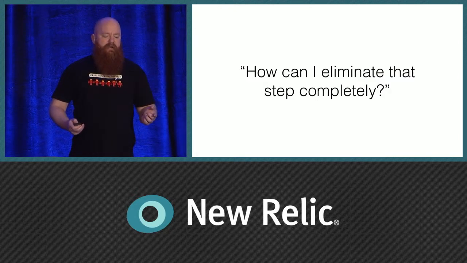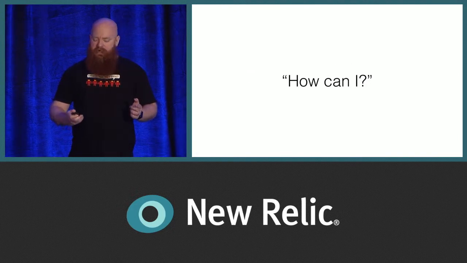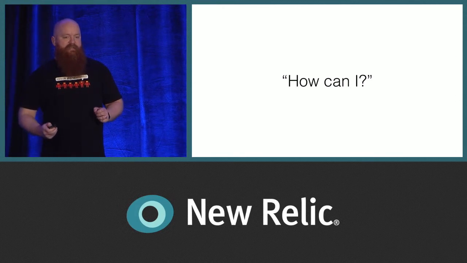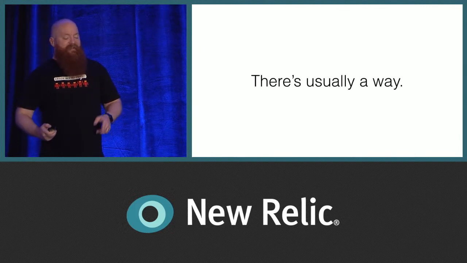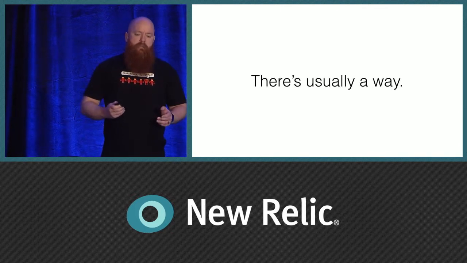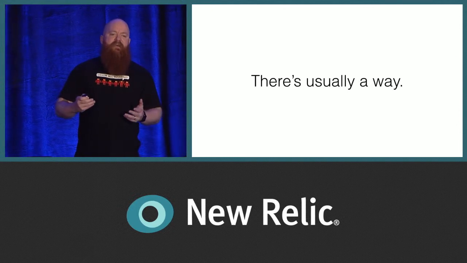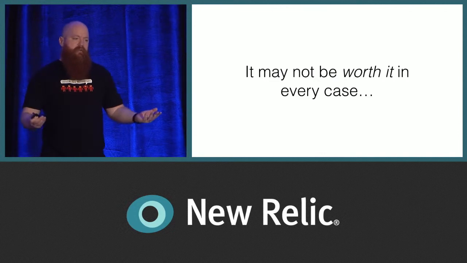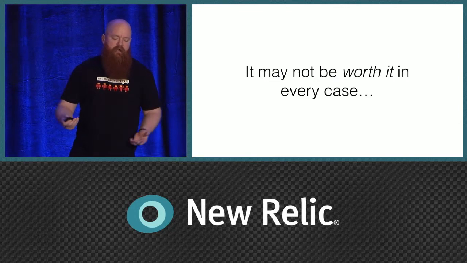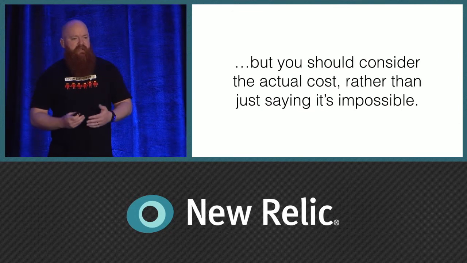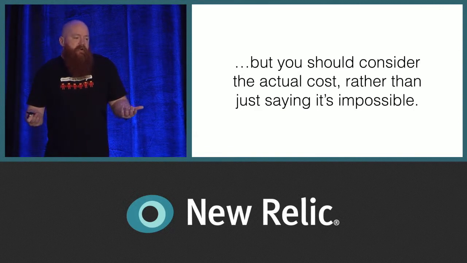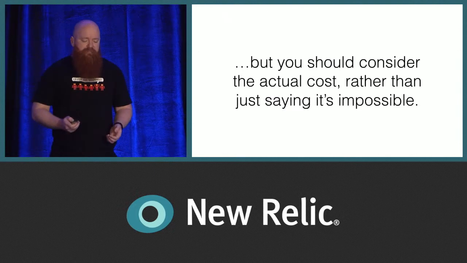And I want to point out here that I'm not saying, can you eliminate that step completely? I'm saying, how can you do it? Because there is almost always some way that you could do it. Whether it's worth it or not in every case, that's a question. Maybe you would have to hard code a value, maybe you have to implement a bunch of logic that's too complicated, not worthwhile. But you should actually ask yourself the question, think about what it would actually take to eliminate this step? Because a lot of times you might be surprised it's something you could totally do.